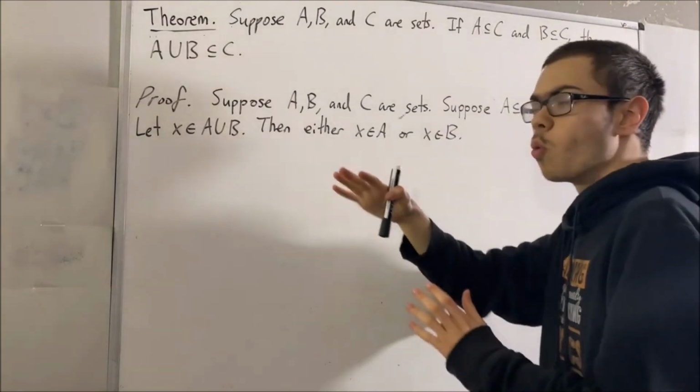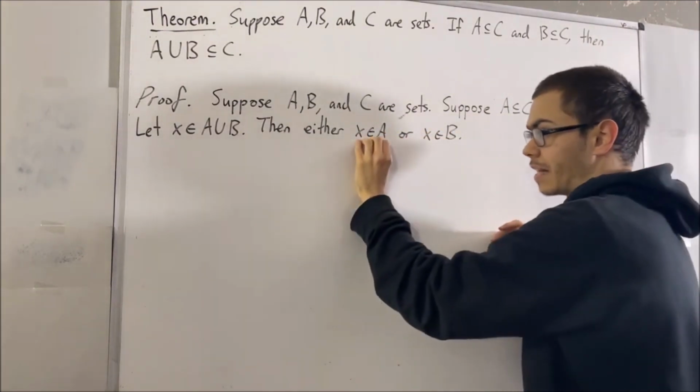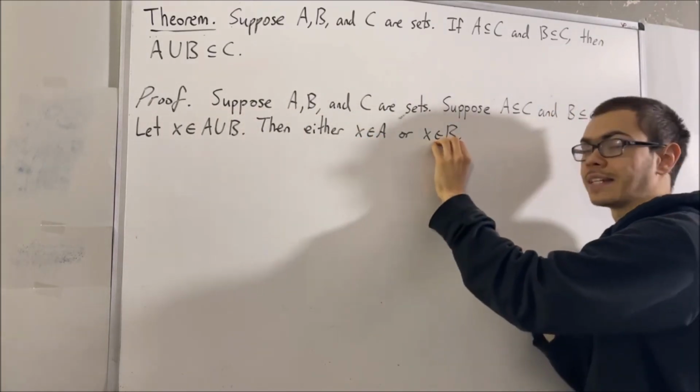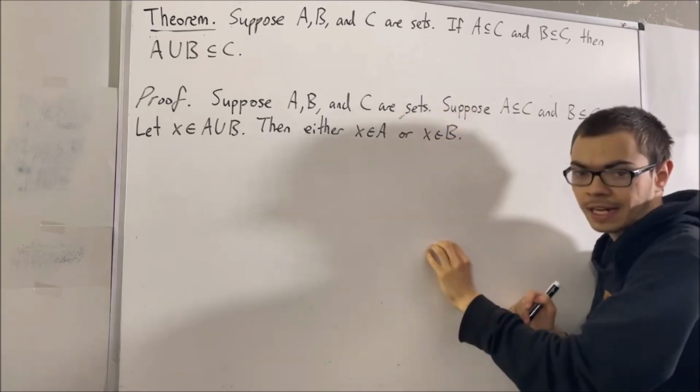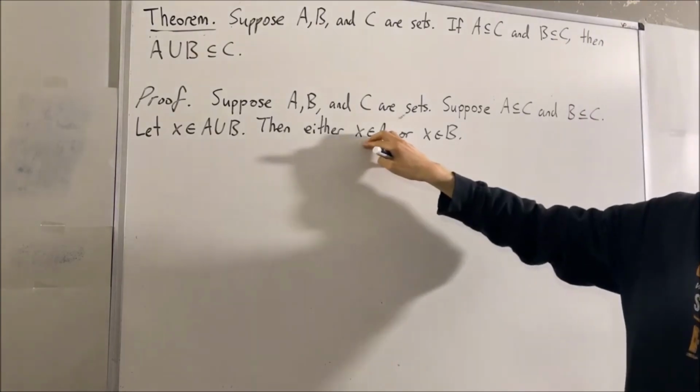And so now we're going to consider two cases. So really, we're going to consider the case that X is an element of A and prove that X is an element of C. And then we're going to consider the case X is an element of B, and we'll also prove that X is an element of C. So let's start with case one, where X is an element of A.